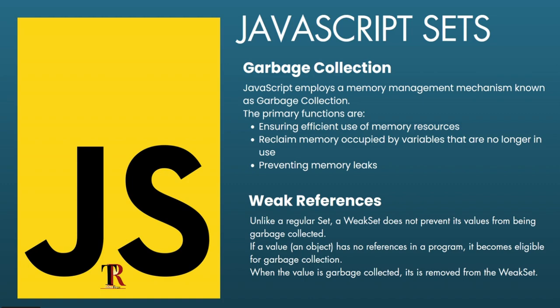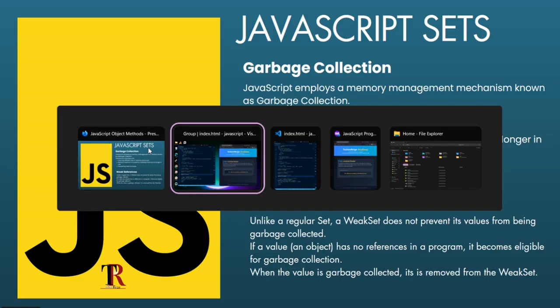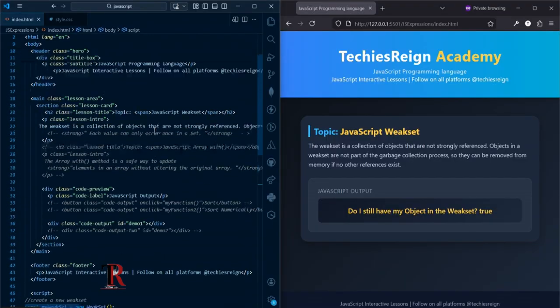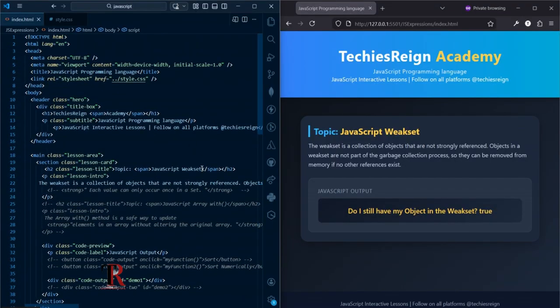JavaScript. So let's take a look at an example of a weak reference, even though we've talked about how to make a weak set in the previous lesson, so that we understand this clearly. I want to call this weak references.